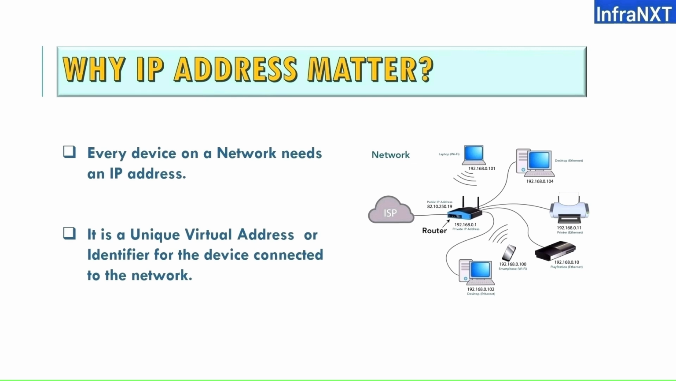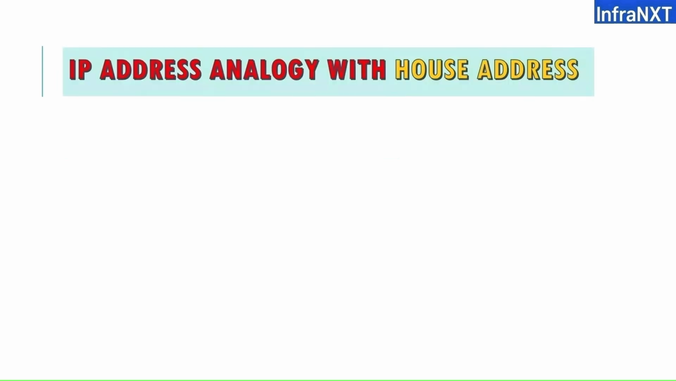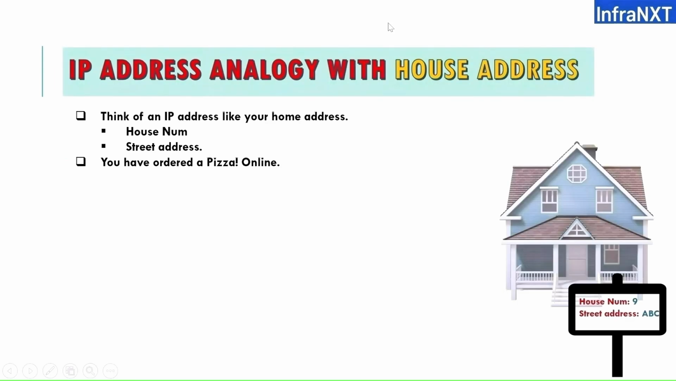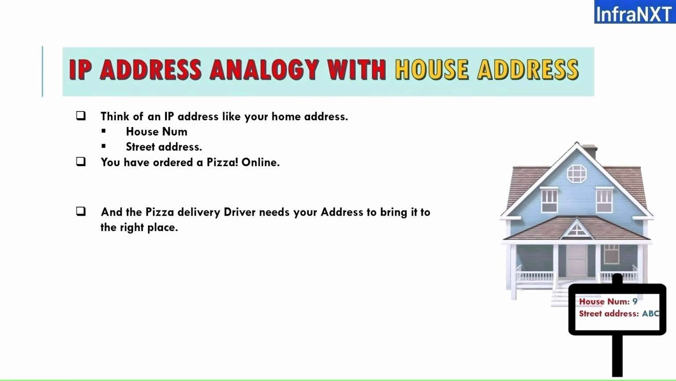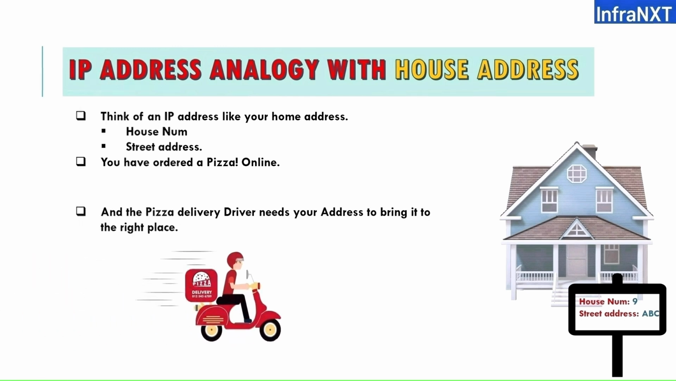Let's do an IP address analogy with a house address. Think of an IP address like your home address with house number and the street address. Consider you have ordered a pizza online from some app. In your app, while you order pizza, you also provide your house address details. Since you provide your house address details, the pizza delivery driver knows exactly where the pizza has to be delivered and he could deliver it to the correct location.